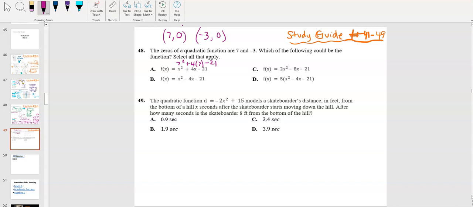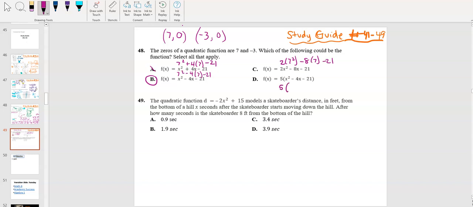That one does not turn into 0. 49 plus 28 minus 21 is not 0, so that one can't be the answer. 7 squared minus 4 times 7 minus 21, that one does work because you get 49 minus 28 minus 21. That makes 0. Over here, 2 times 7 squared minus 8 times 7 minus 21. That one gives me 98, take away 56, take away 21, that is not 0.